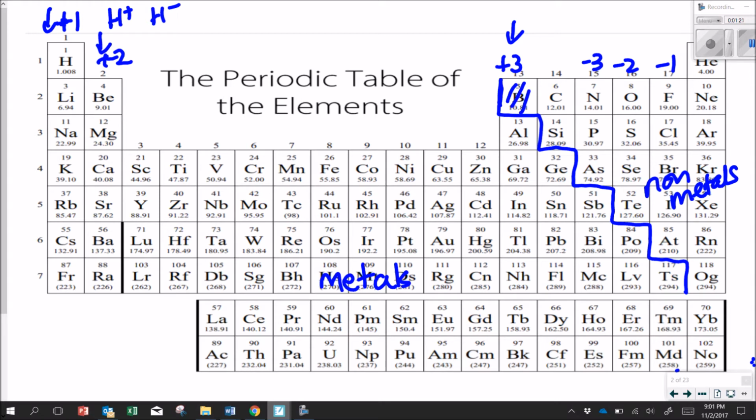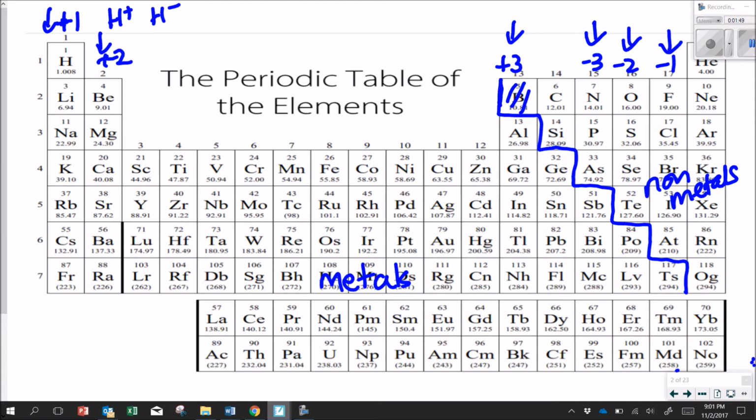Then the non-metals in groups 15, 16, and 17 are also monovalent, but they form negative ions or anions. The non-metals in group 15 will form ions with a charge of -3, the non-metals in group 16 -2, and the non-metals in group 17 -1.